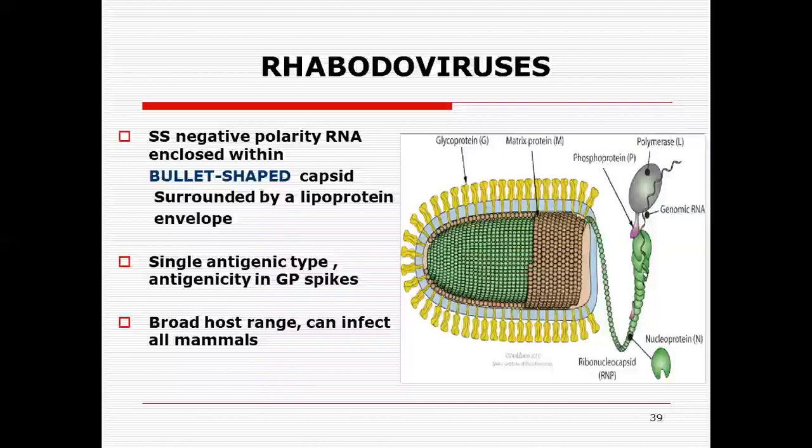So this has just a single antigenic type, and this antigenicity is based on the glycoprotein composition of the virus, and it has a broad host range and can infect all mammals, including humans, animals like buffaloes, and other animals also. So, a broad range of hosts, single antigenic composition, single-stranded negative polarity RNA viruses, which are enclosed within a bullet-shaped capsid. The capsid is the protein coating of the virus. And this is what we call the capsid.